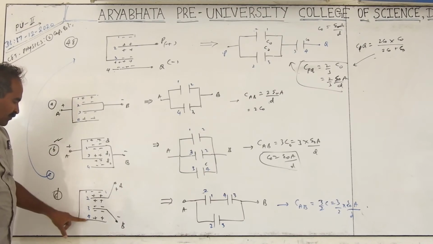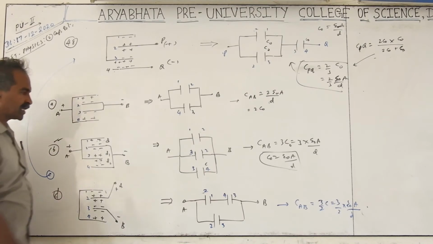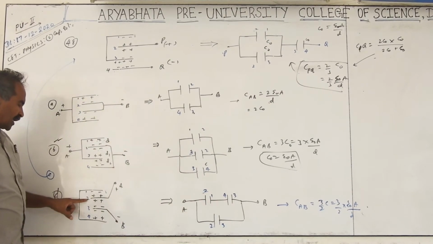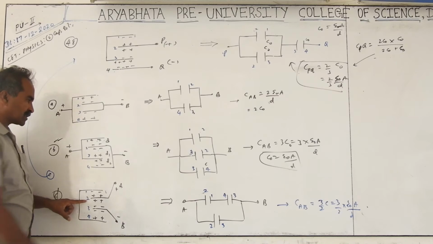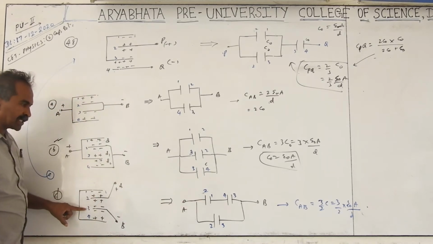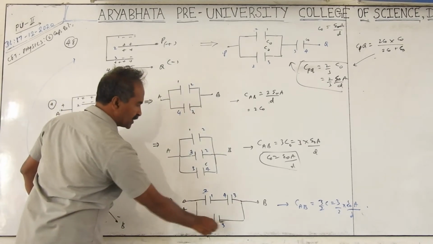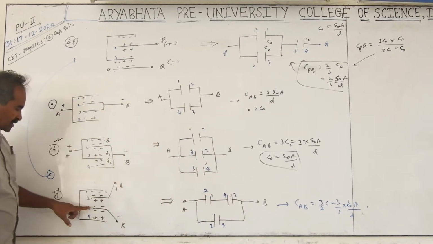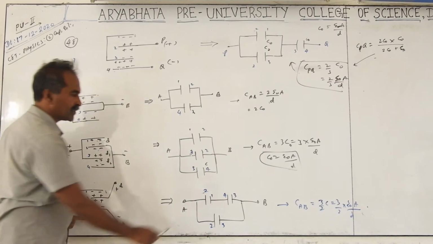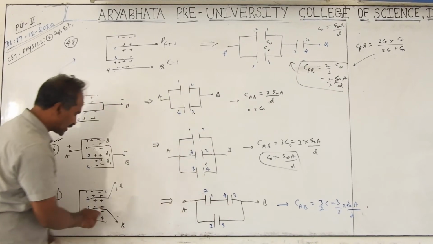2 and 3, and 1 and 4 is isolated, that you have to check. These 1 and 4 plates are isolated from the battery, not connected to the battery. And 1 is opposed to 2, and 2 is connected to the battery. 2 is opposed to 3, and 3 is connected to the battery. Next, 3 is opposed to 4, and 4 is isolated, but 3 is connected to the battery.